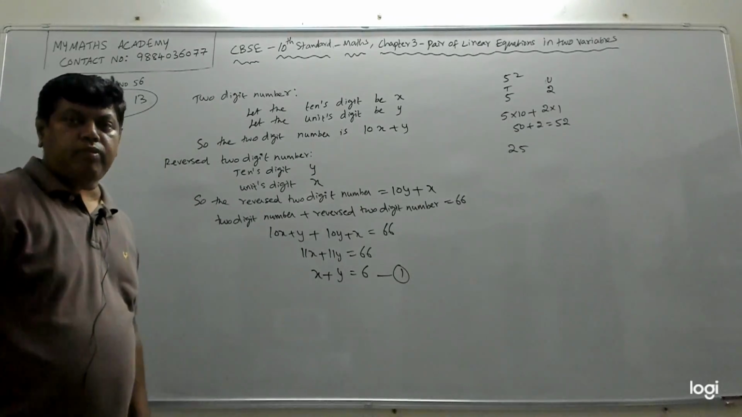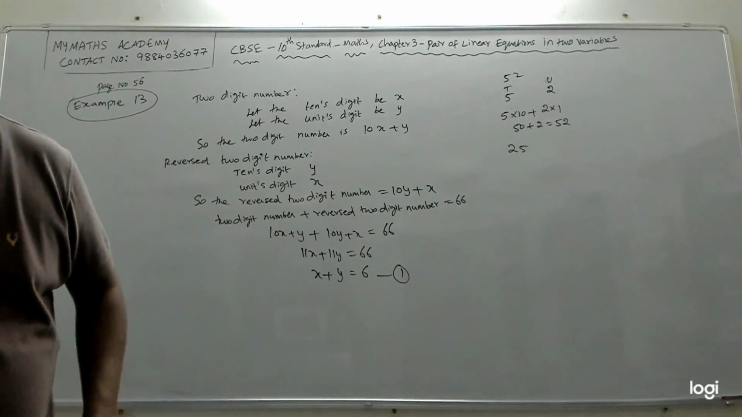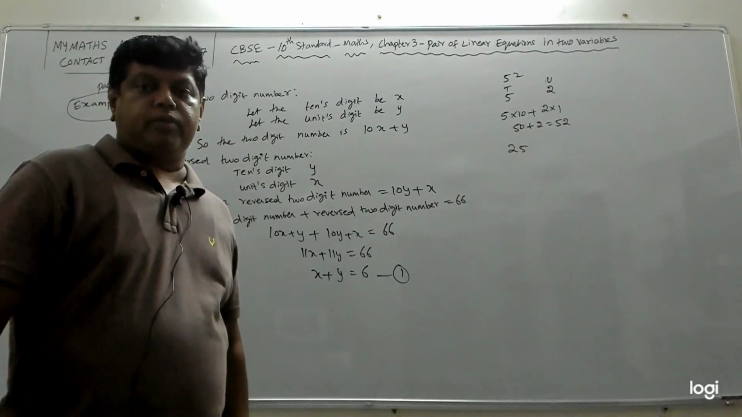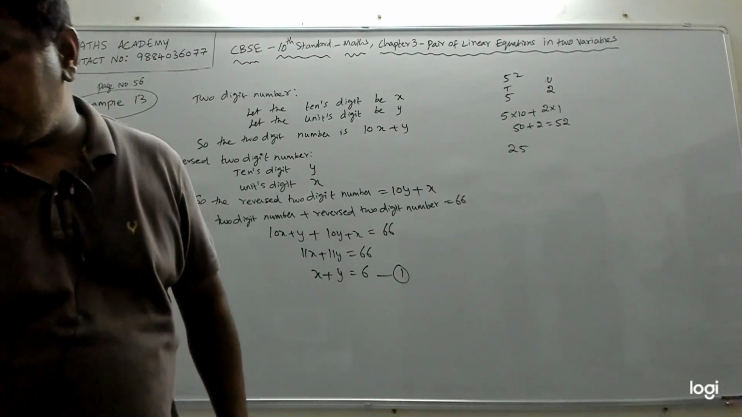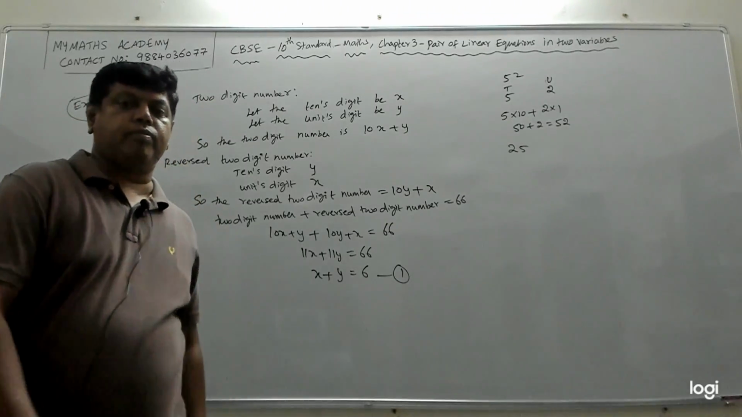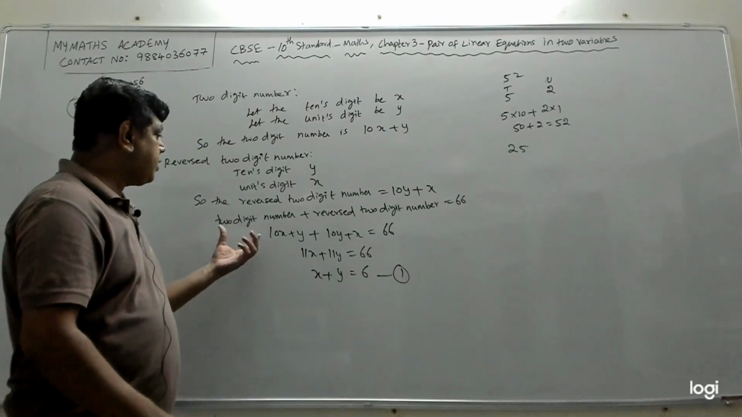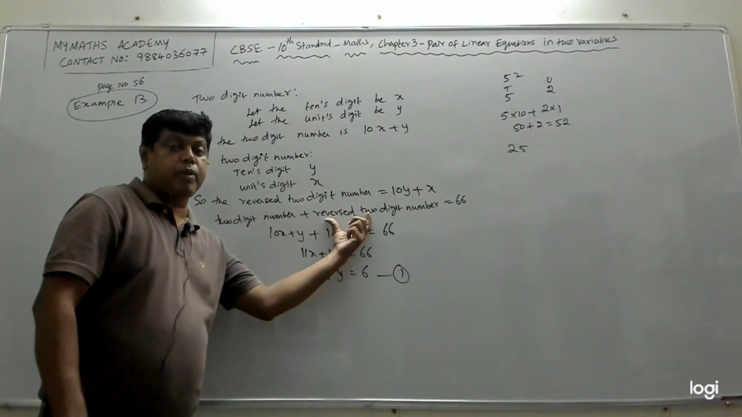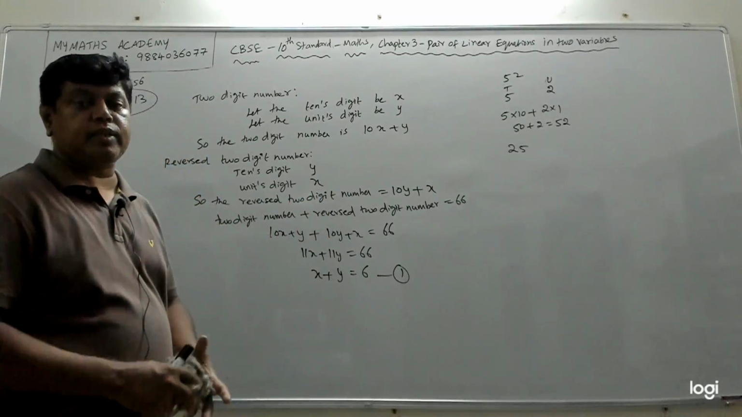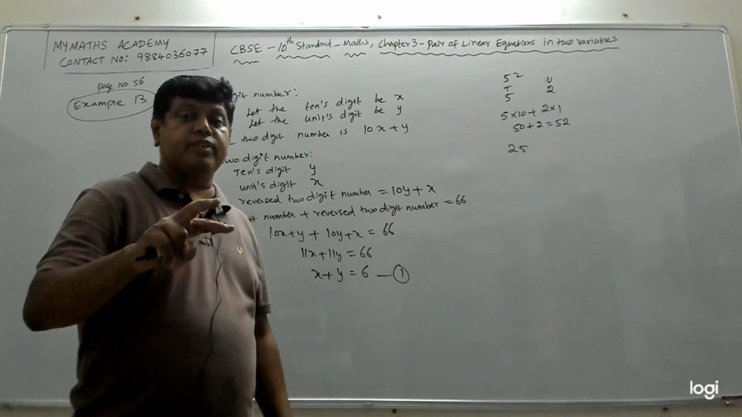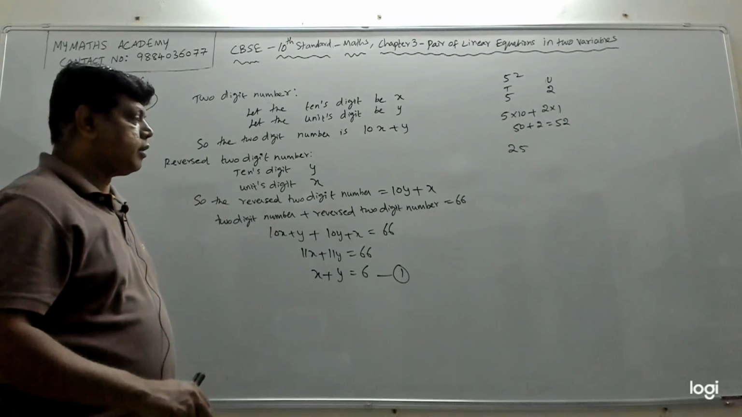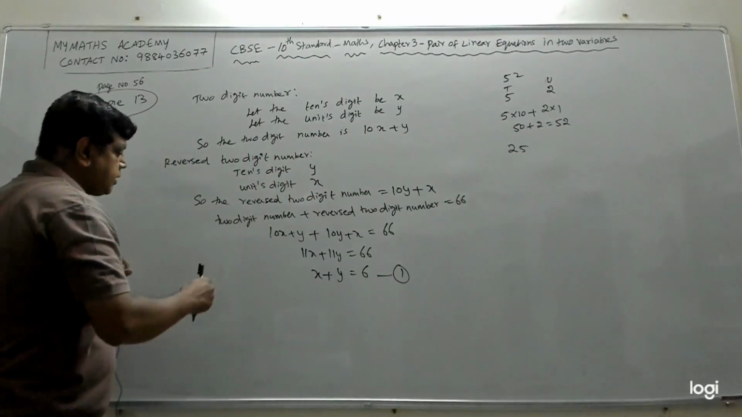Fine. Now what does the second equation say? If the digits differ by 2, find the number. How many such numbers are there? The first statement is the two-digit number and the number obtained by reversing the digit; if you add them, you get 66, and from that we got this equation. The second equation: they are saying that the digits differ by 2. Difference means subtraction, so the difference between these two digits is 2.